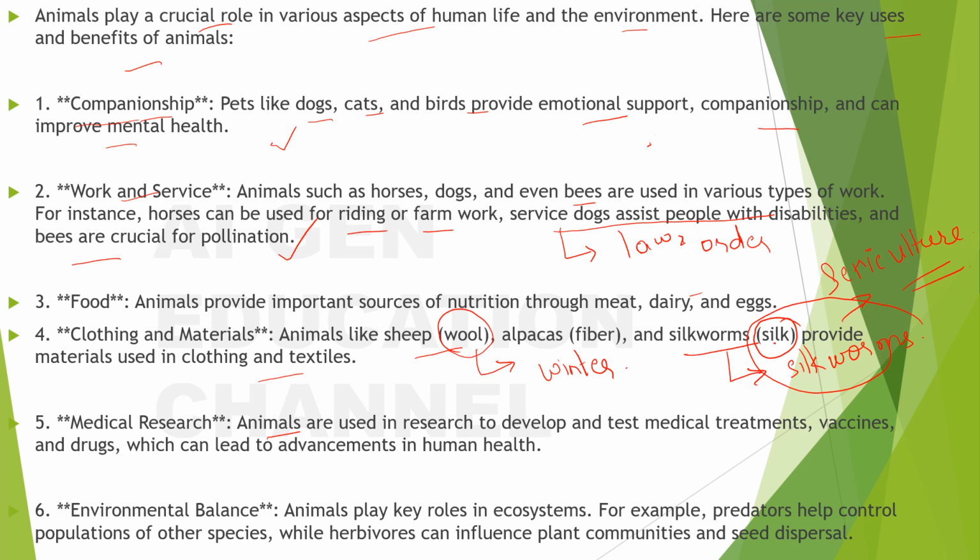Okay. Now, environmental balance. Animals play a key role in ecosystems. For example, predators help control populations of other species, while herbivores can influence plant communities and seed dispersal.